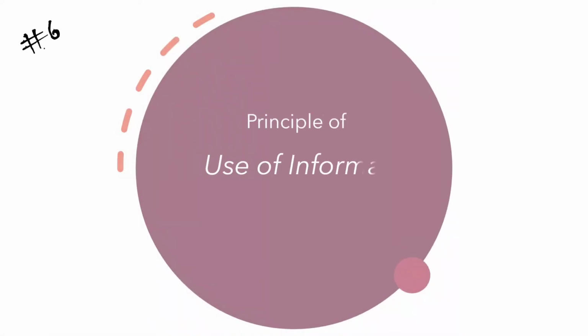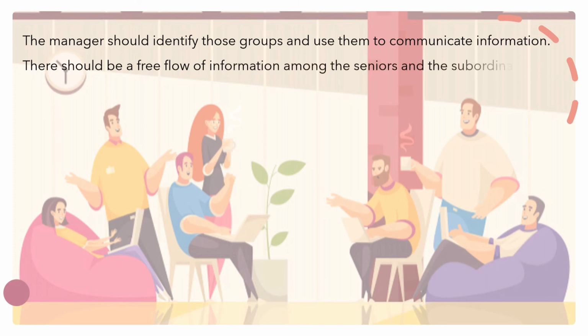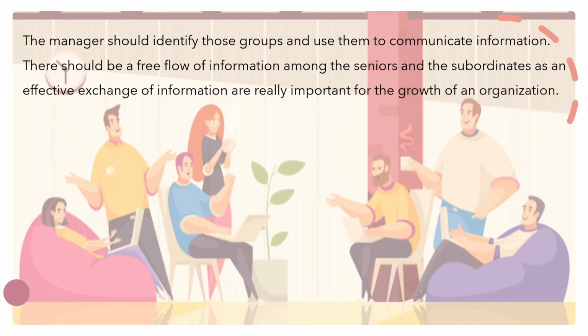Principle of use of informal organization. Within every formal organization, there exists an informal group or organization. The manager should identify those groups and use them to communicate information. There should be a free flow of information among the seniors and the subordinates, as an effective exchange of information is really important for the growth of the organization.